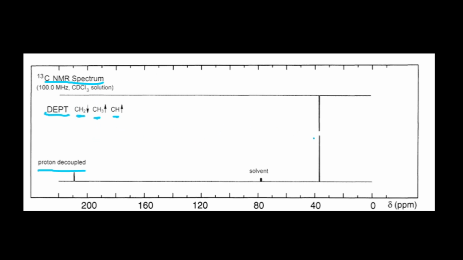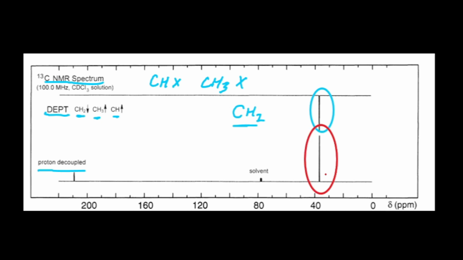As you may see here in the DEPT, this peak is in the downward direction. It means that in our compound there is a CH2 group, and no peak is in the upward direction in the DEPT. It means that CH and CH3 groups are not present in our compound. Proton decoupled spectrum. As you may see here, there is only one peak in the proton decoupled spectrum. If you see here, this peak is at the same chemical shift value as in the DEPT, so it means that this represents the CH2 group.